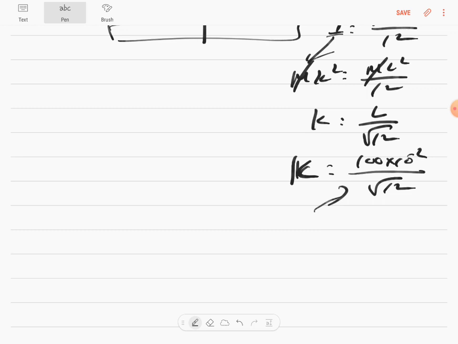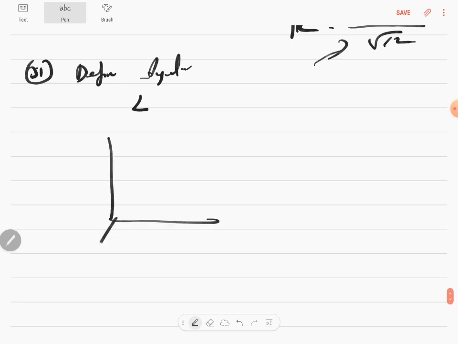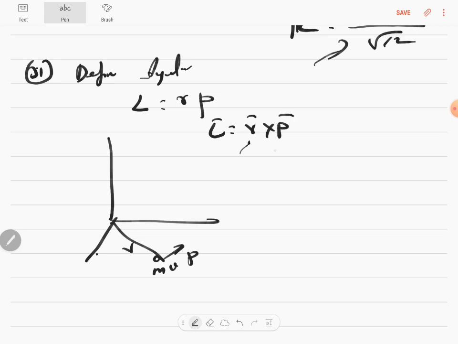Next is derive an expression. Define angular momentum. That's the 31st question. You know, angular momentum is represented by L, and I've drawn this diagram. Angular momentum is r times linear momentum. Suppose you have a particle here at a position vector r with mass m. mv is the linear momentum p. L vector is equal to r cross p. It's a cross product of the position vector and the linear momentum. This is known as angular momentum. So angular momentum is a cross product of the position vector and the linear momentum.